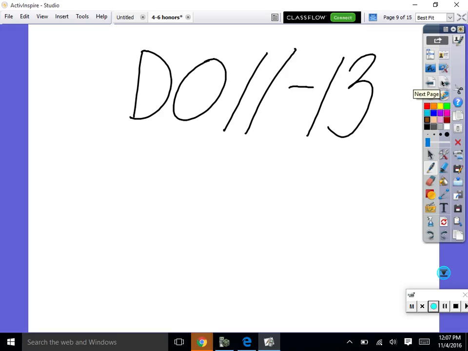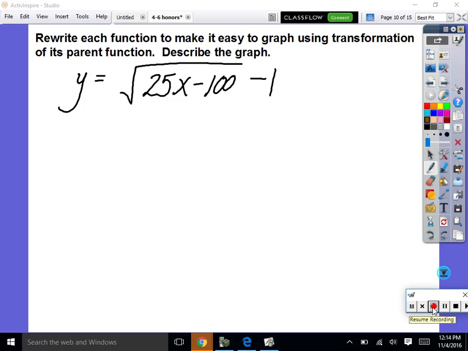We're going to do 11 through 13. So basically you can finish the front page. Are we good to move on? So flip to the back page.